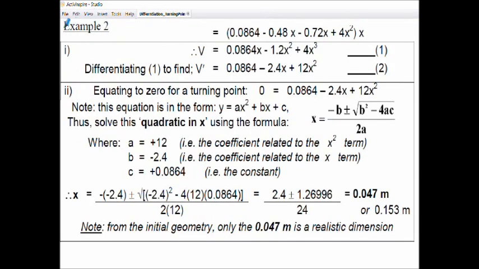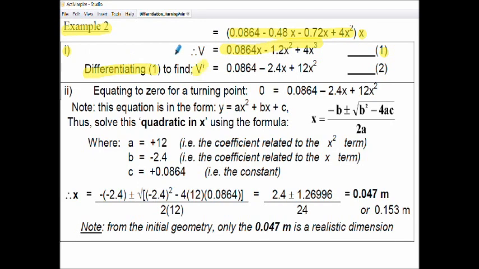Example 2 continued from the previous page here. So this is the expansion of the two brackets, just repeated for convenience, and it's multiplied by x here. So step 1 of my turning point process is I'm going to write down my equation, in this case for volume. So expanding the bracket above, multiplying every term by x, I get 0.0864x minus 1.2x squared plus 4x cubed. I've called that equation 1. We need to differentiate equation 1 here to find, in this case, the dV by dx term.